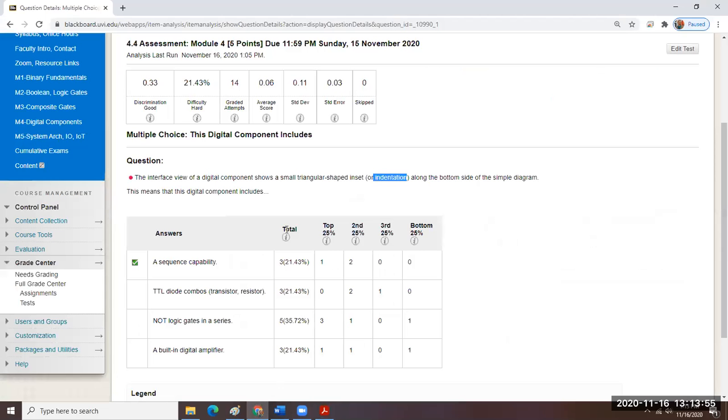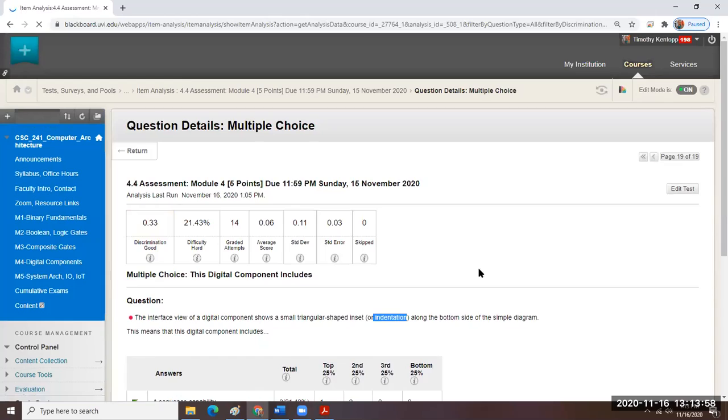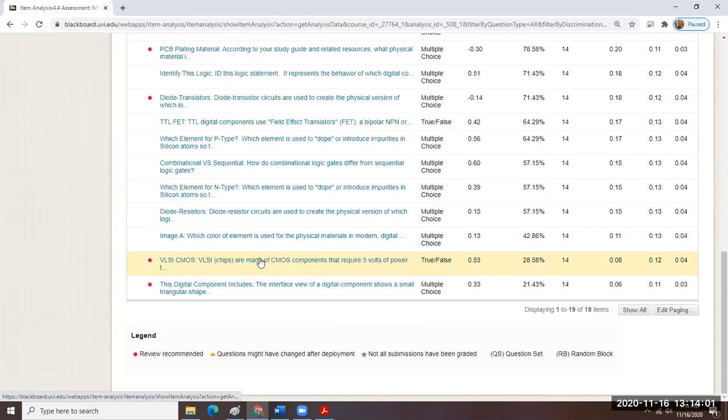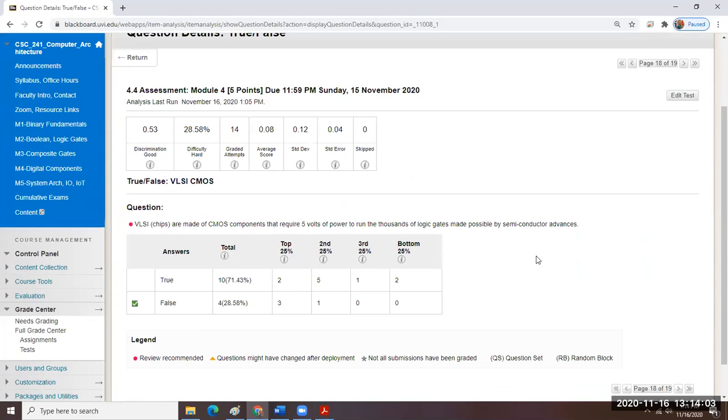All right, moving right along. VLSI CMOS chips require 5 volts of power to run the thousands of logic gates made possible by semiconductor advances. This is false. One of the things we want to hammer and hammer and hammer is that TTL is the old school. It requires higher voltage. It requires 5 volts. CMOS silicon chips require lower voltage because they're running thousands of logic gates.